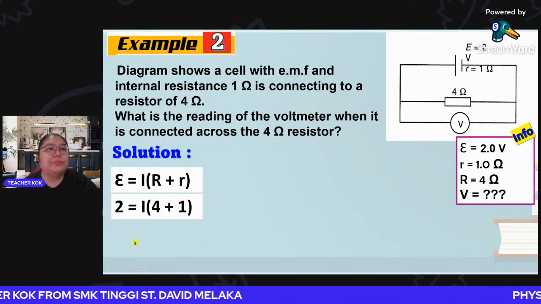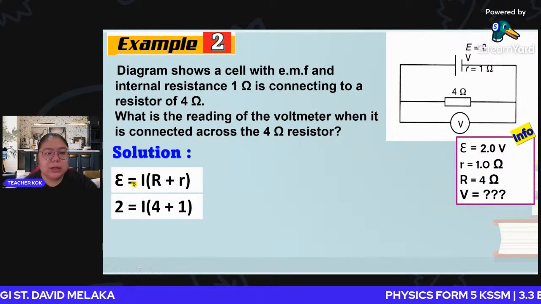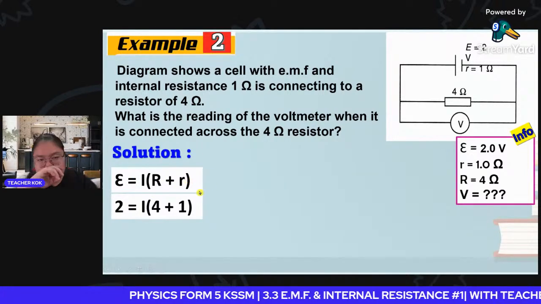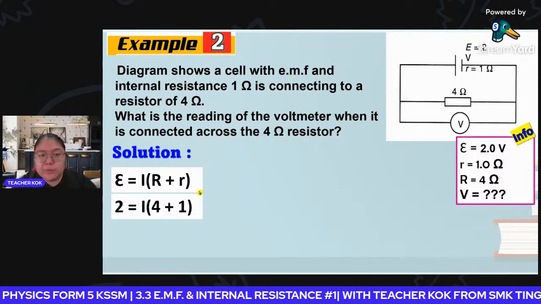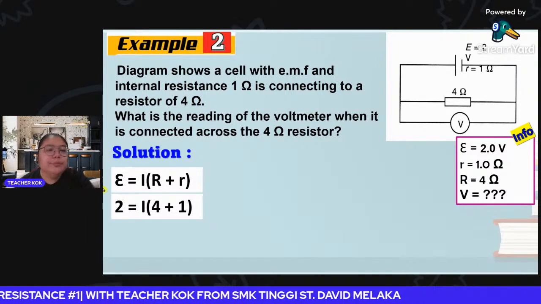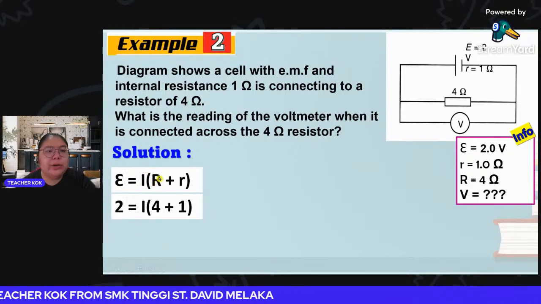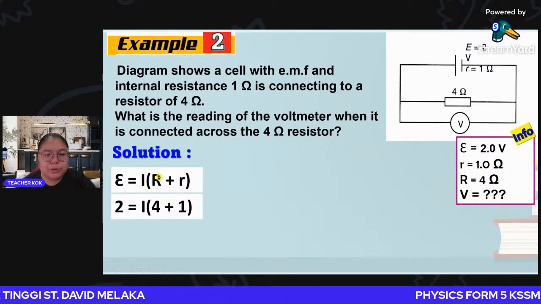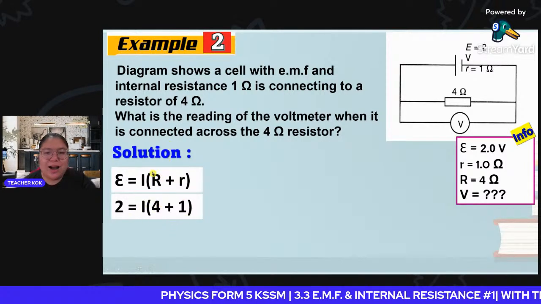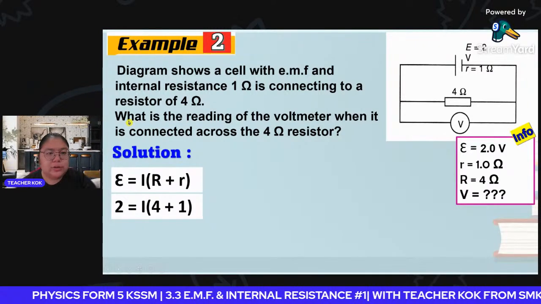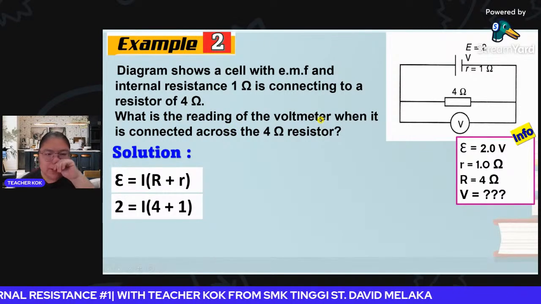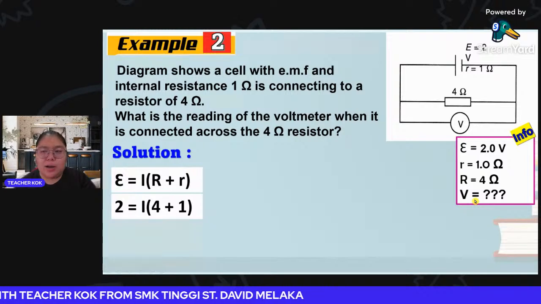This one is the formula: capital E equal I bracket R plus r. The problem is we want to know the V. We also do know the internal resistance, so we can use another one. Capital E, V, we can straightforwardly get it. Sorry, this question is a little bit of a problem. They want to find the reading of the voltmeter. So for the reading of the voltmeter, it is simply V equal IR, and we can find the answer.